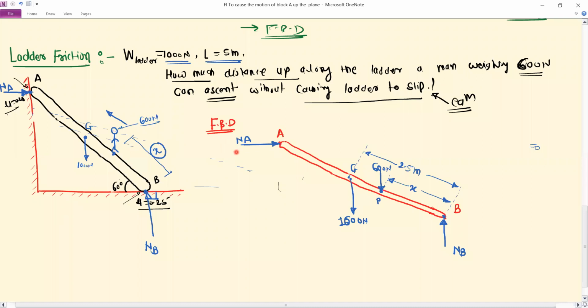Now we have to observe the impending motion. Just imagine the ladder starts slipping. As the ladder slips, point B will have the tendency to slide in this direction. At the same time, point A will slide in this direction, vertically downward. So this is the impending motion. For point B, we will show the impending motion like this, and for point A, its impending motion is in the downward direction.